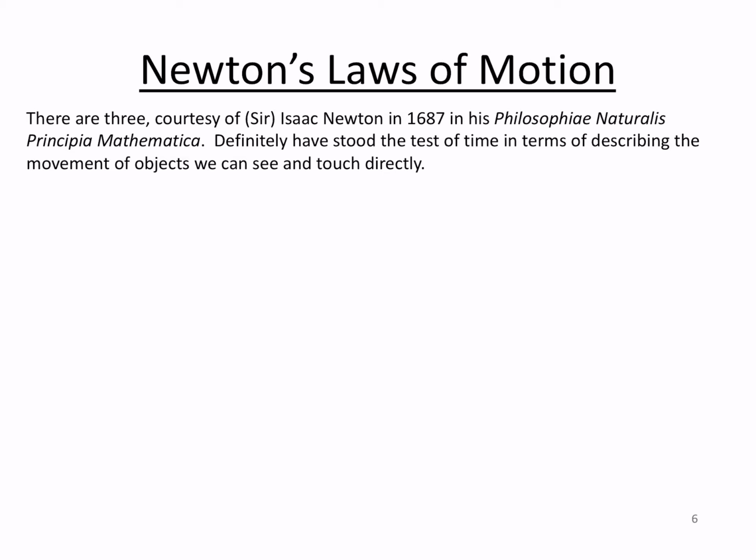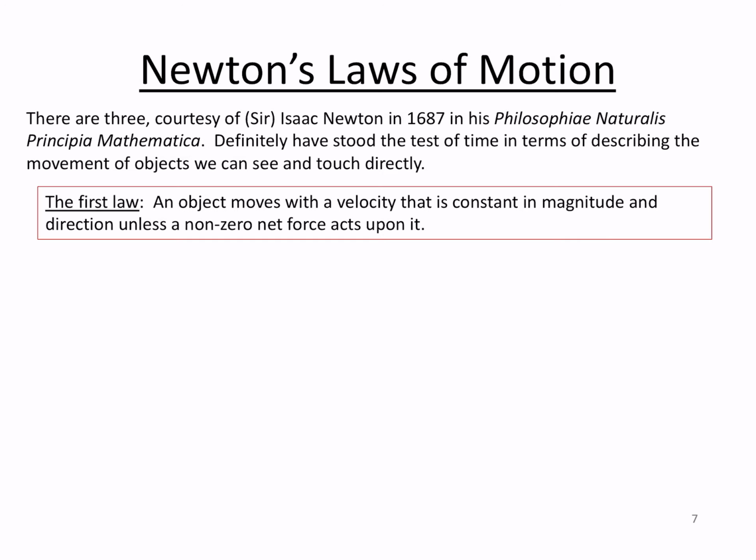So first, the first law, of course. And of course, the first law is first. So an object moves with a velocity that is constant in magnitude and direction unless a non-zero net force acts upon it. And that can be any velocity. That can be a zero velocity. That can be a positive velocity, a negative velocity, up, down, left, right, north, south, east, west, whatever, okay? But if you don't have a non-zero net force acting upon the object, well, then it just keeps going.